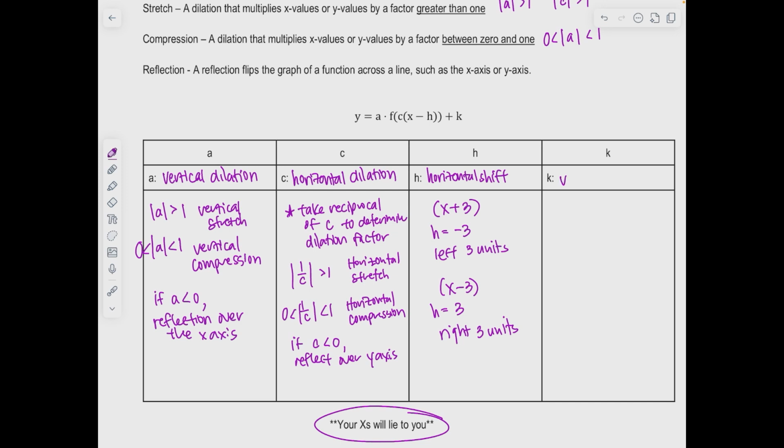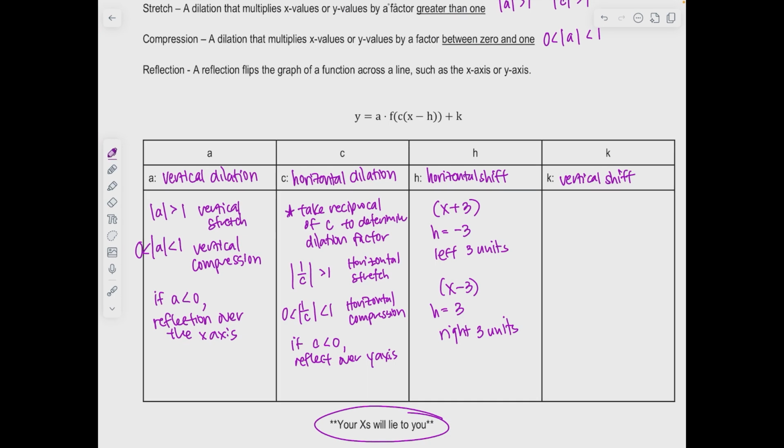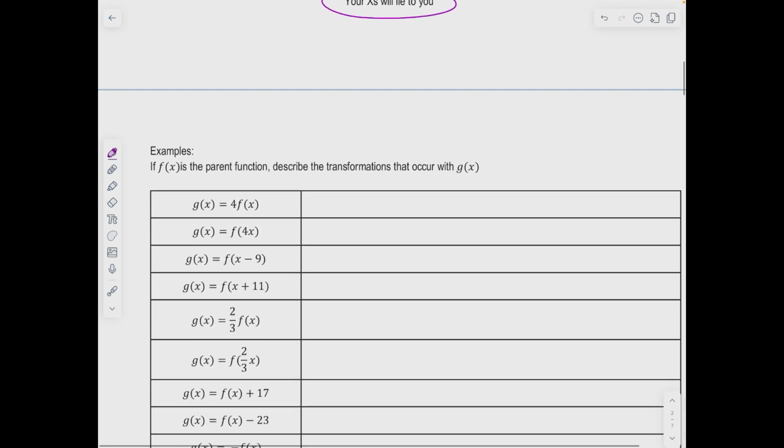Okay, your k value is your vertical shift. So your vertical shift is standard as it is. If it's plus k, it's going to go up k units. And if it's minus k, it's going to go down k units. Okay, so up and down is pretty standard. Vertical dilation is anything multiplying in the front. Okay, so let's turn the page and let's practice. So I'll try a couple with you guys.